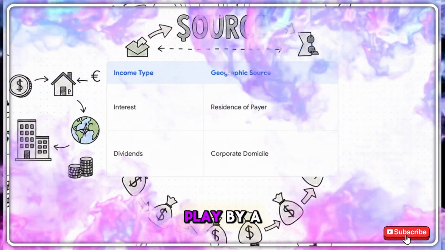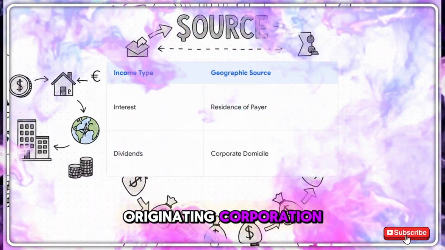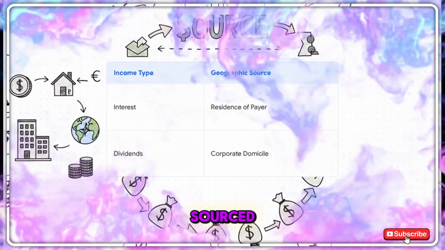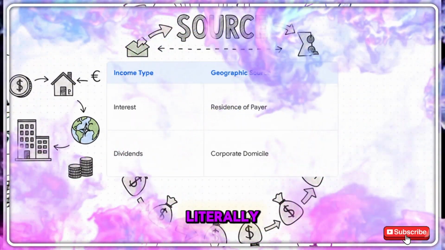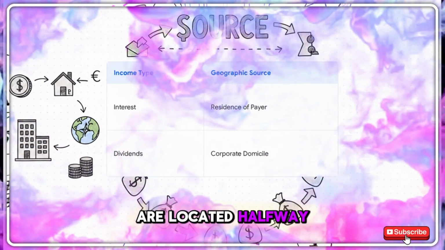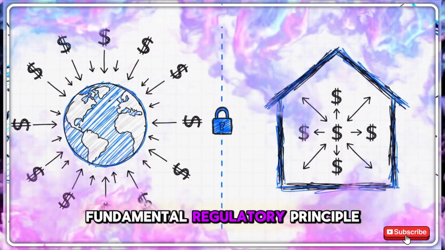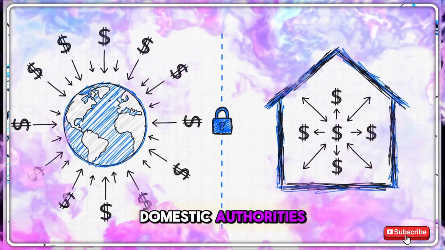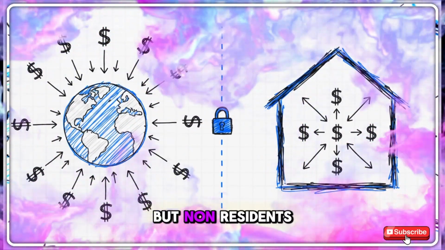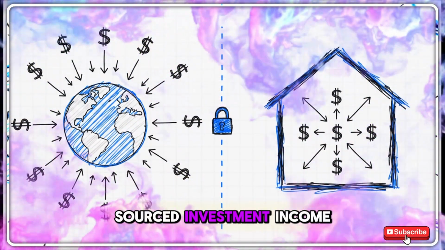Dividends, on the other hand, play by a different rule. They're tied directly to the domicile of the originating corporation. If a domestically incorporated business pays you a dividend, it is domestically sourced. And that holds true even if literally 100% of that business's actual daily operations are located halfway across the globe. And this culminates in a rigid, fundamental regulatory principle. Domestic authorities tax their residents on their worldwide income, period. But non-residents, they are taxed strictly on domestically sourced investment income.